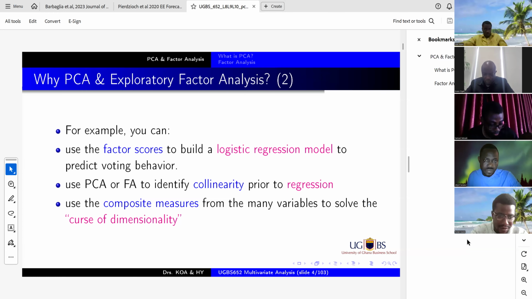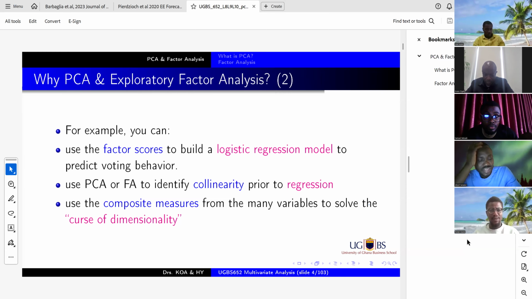What's the name? Albert Senator. What method can you use to do that? If it is not multiple regression, but the dependent variable is many, what will you use? Albert, are you there? I can't hear you.